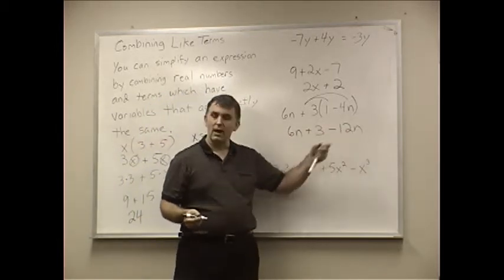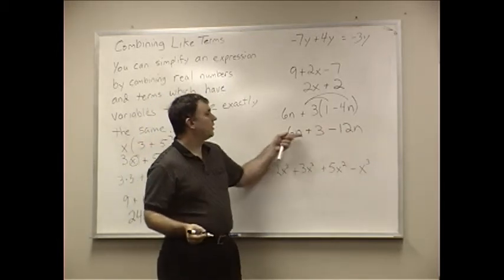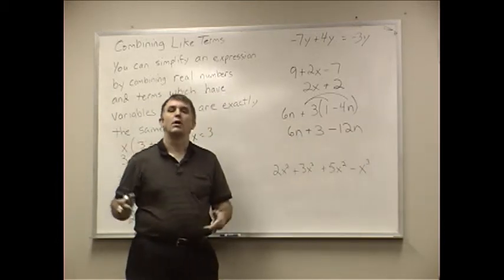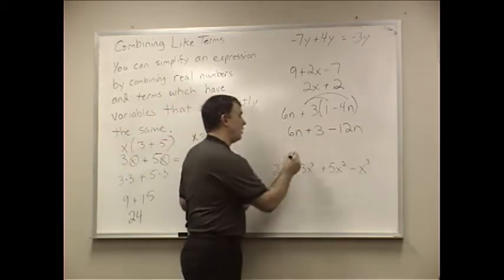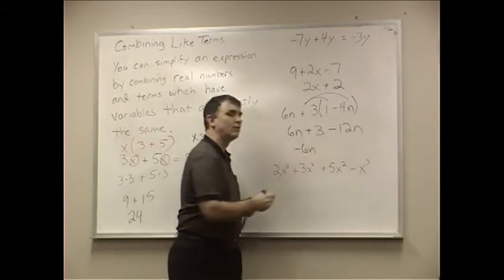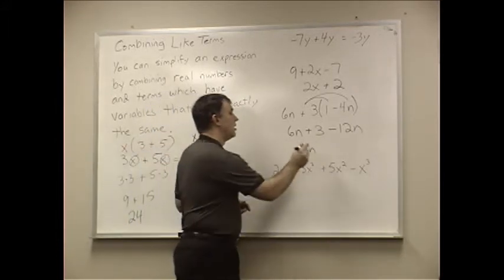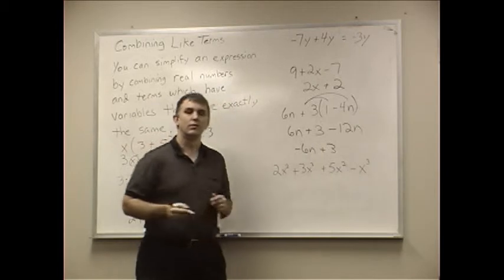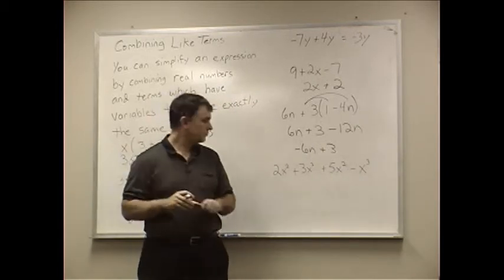Now I can combine the n's. I have 6n and negative 12n. When I combine 6 and negative 12, I get negative 6n, and the plus 3, since there's nothing there to combine it with.